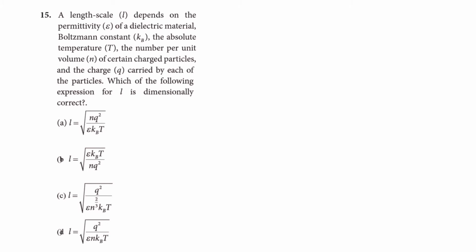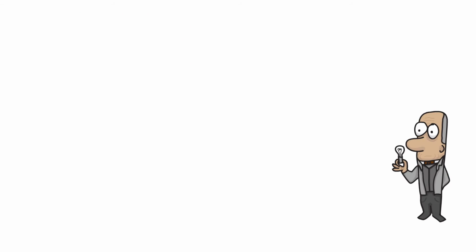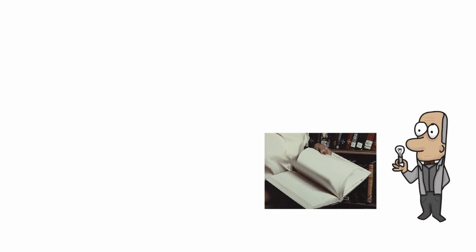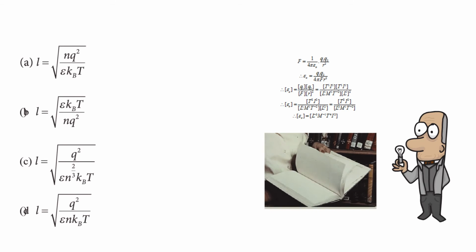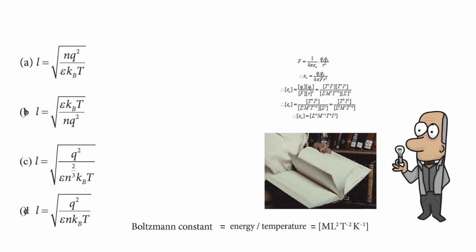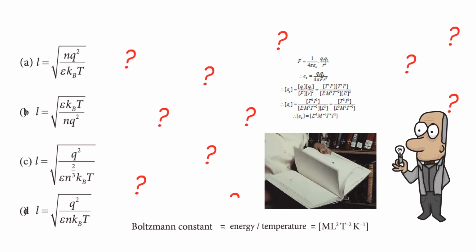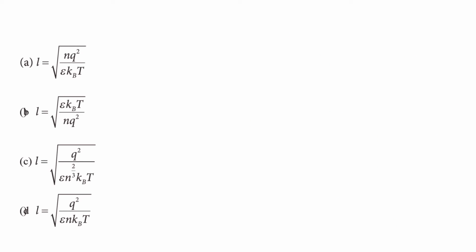Which of the following expressions for length is correct? I don't know which stupid person decided to print this question on the first lesson of the 11th standard textbook. There is not a single line explaining permittivity, not a single word about the Boltzmann constant, and still this question is supposed to be solved by an 11th standard student. Anyway, we have a question to solve.